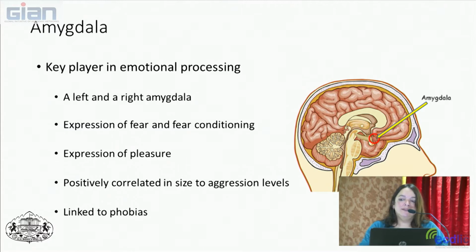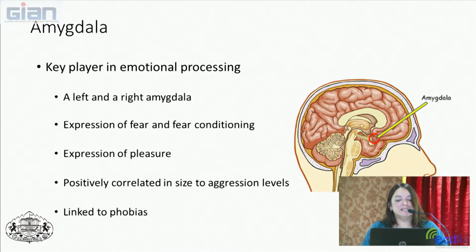The amygdala is one of my favorite parts of the brain because this is an area that lights up in imaging very well to any kind of emotional stimuli. You have two amygdala, a right and a left, and it's involved in the expression of fear and fear conditioning, expression of pleasure. It's positively correlated in size to aggression level. So it's thought the more aggressive you are, the bigger your amygdala.